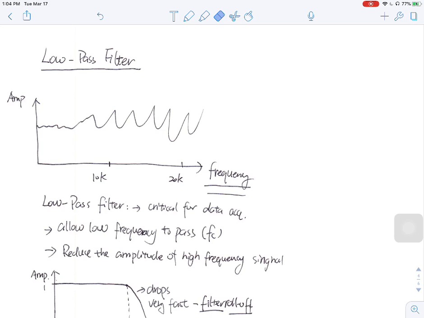A low-pass filter, just like the name suggests, allows low frequency signals to pass.